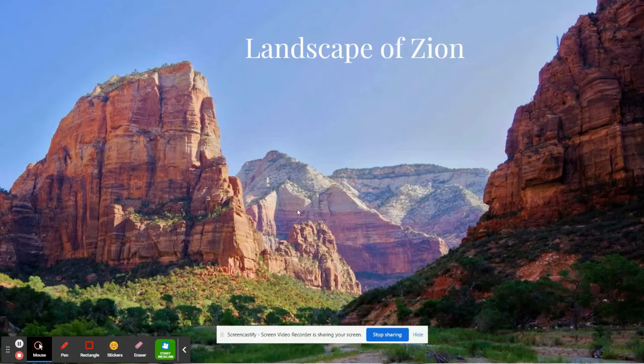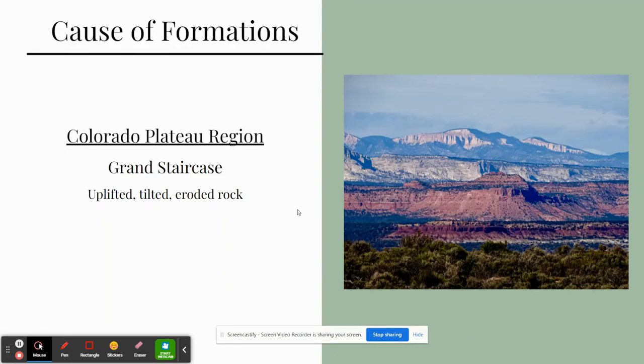So the landscape of Zion. Zion National Park is near remote Springfield, Utah. That's in the Colorado Plateau region, specifically in a region called the Grand Staircase. The Grand Staircase is an area with uplifted, tilted, and eroded rock to create what looks like a staircase from a satellite view. The uplift caused rocks to be pushed upwards to where the land was previously flat, to where the land nearly became 10,000 feet above sea level.